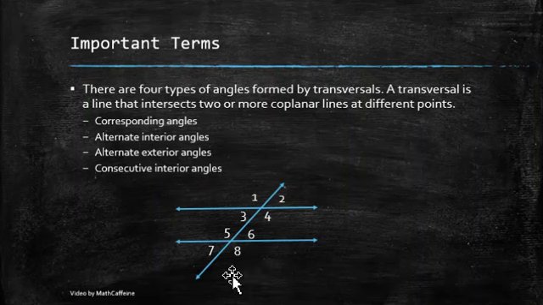Lastly, the consecutive interior angles, as shown by angle 4 and 6, where the two angles are on the same side of the transversal and both on the inside of the lines. There is no proof that the two lines cut by the transversal are parallel, but in the next part we will look at what happens to angles if these two lines were parallel.